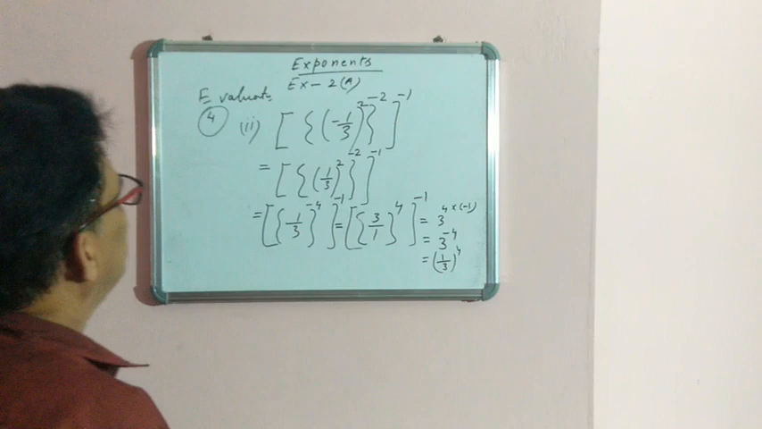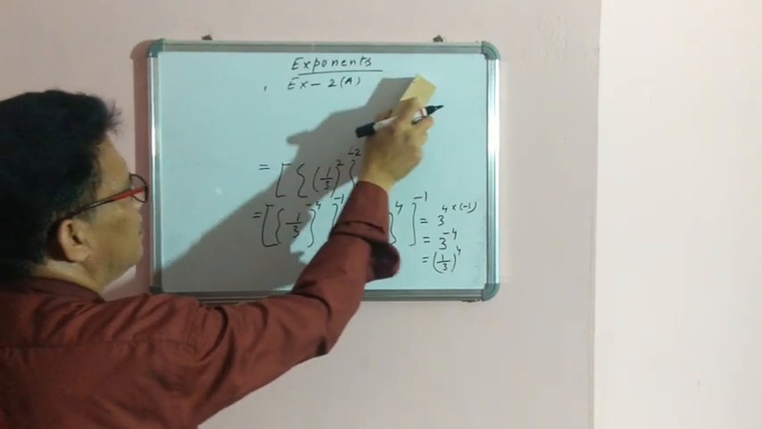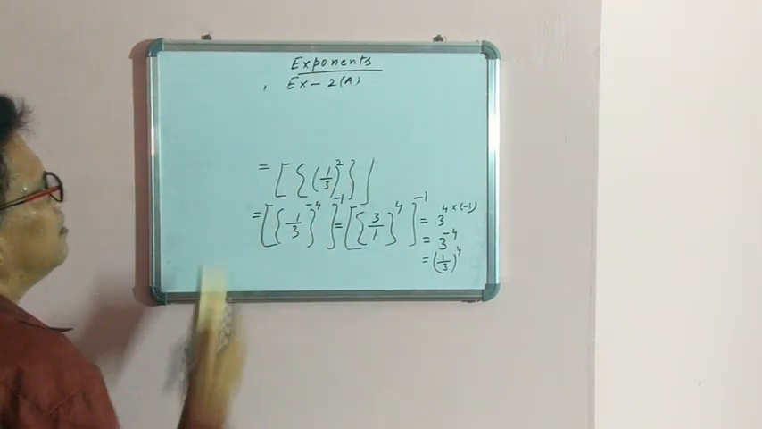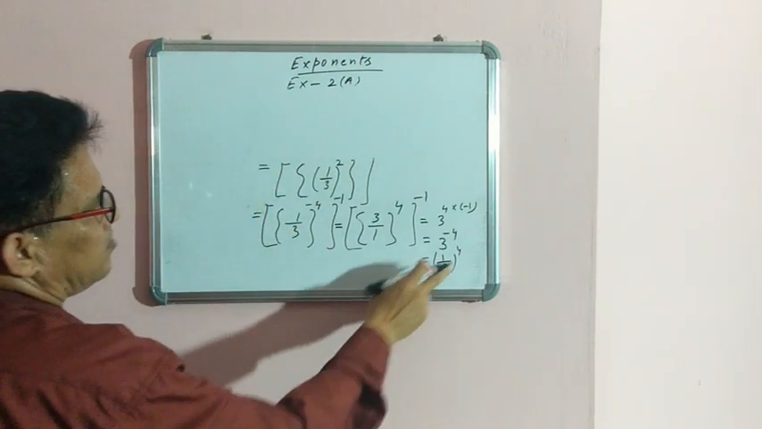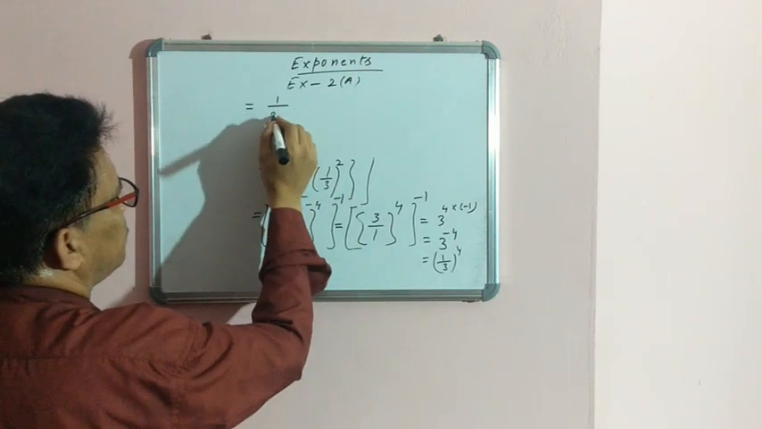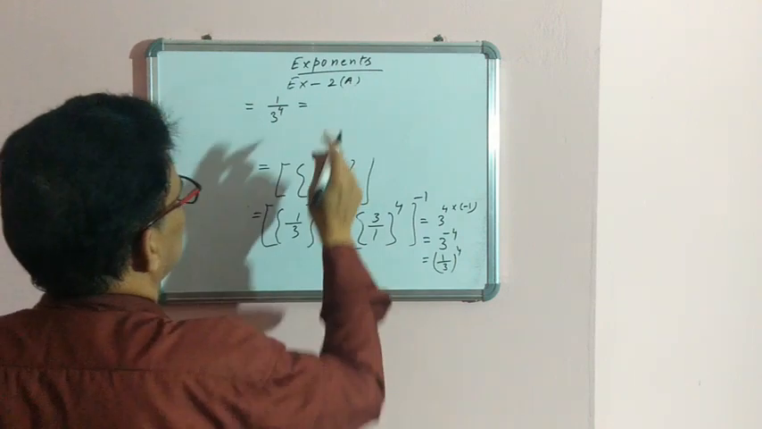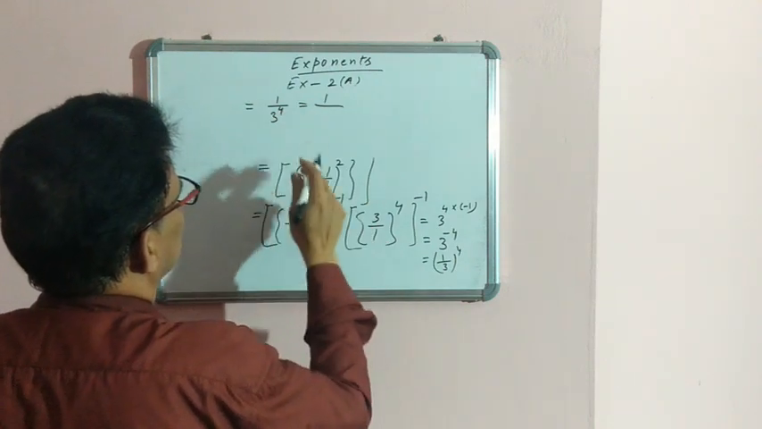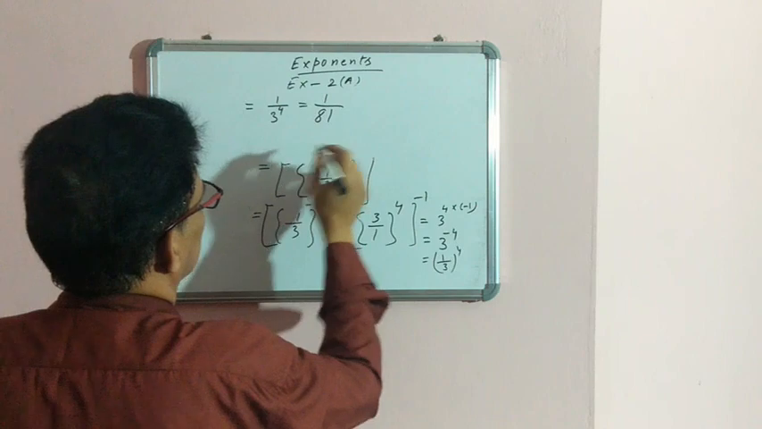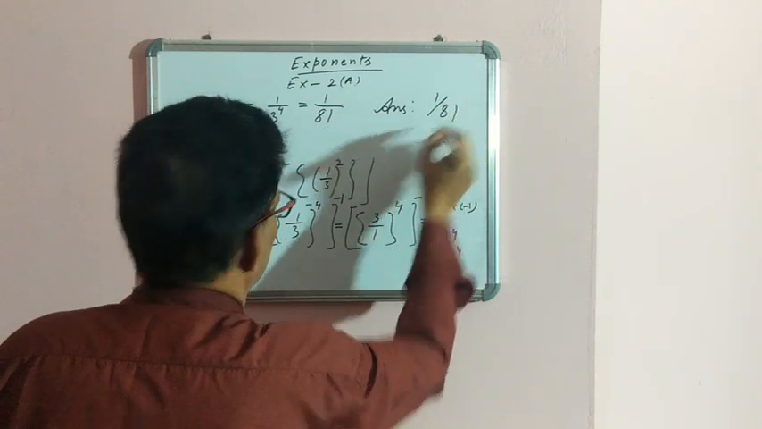Then 1 by 3 power 4 is equal to 1 upon 3 power 4. So you will get 81. So our answer is 1 upon 81.